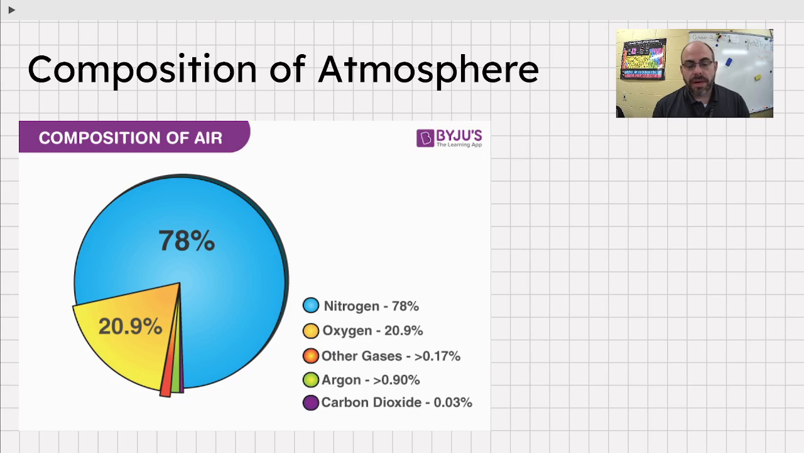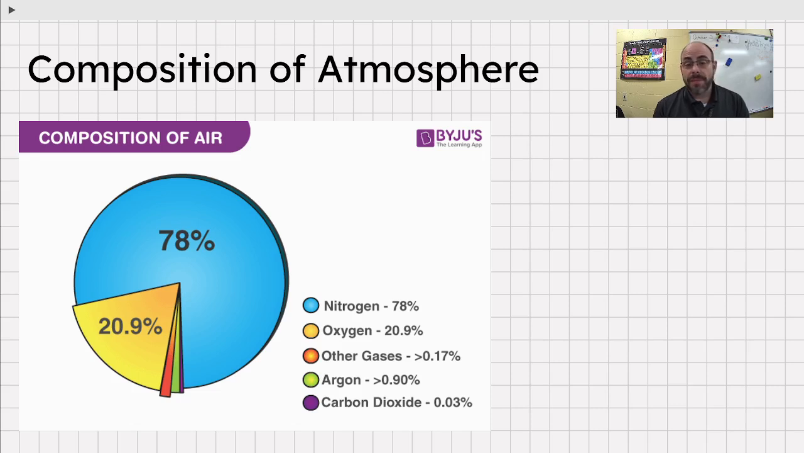20.9 or 21% oxygen, other gases. You can see there argon, CO2, some other things. There are lots of trace gases in the atmosphere, things like neon, helium, methane, ozone, water vapor, others that are part of our atmospheric composition as well.